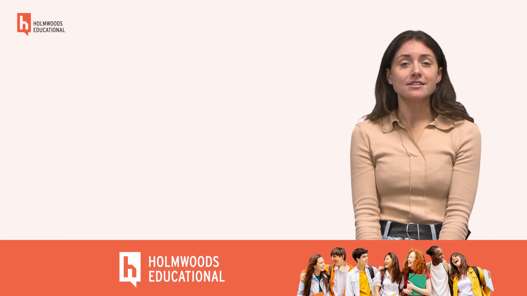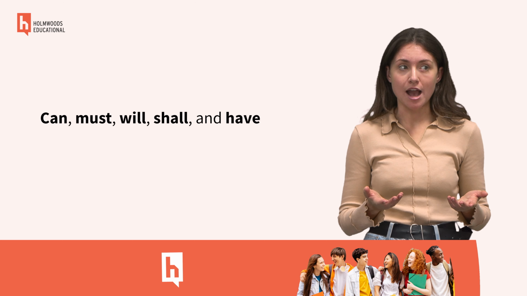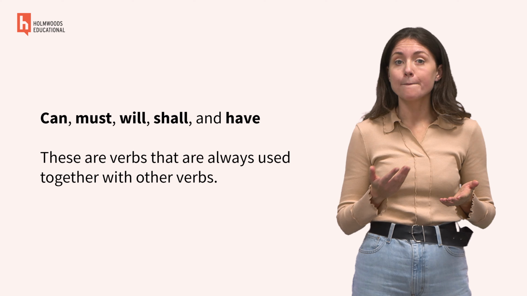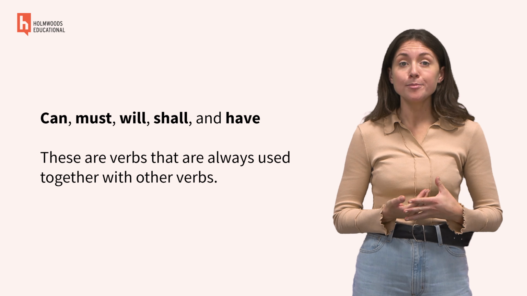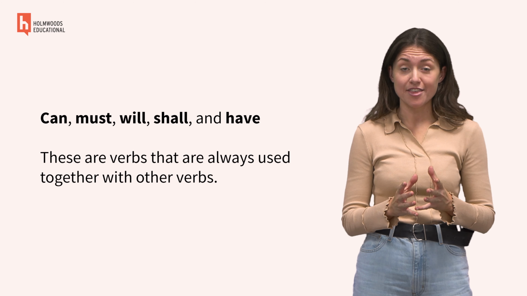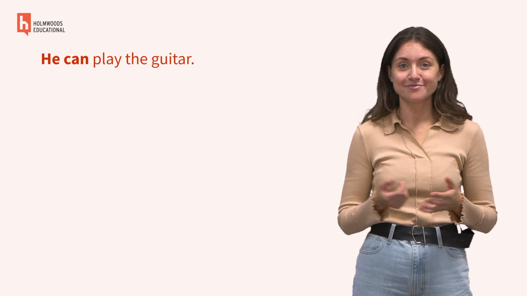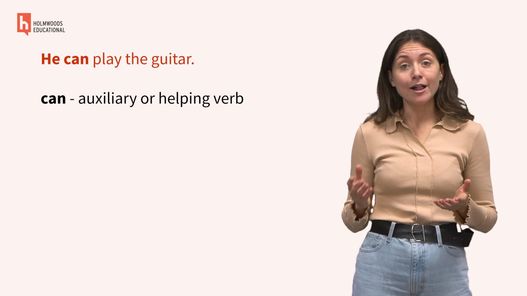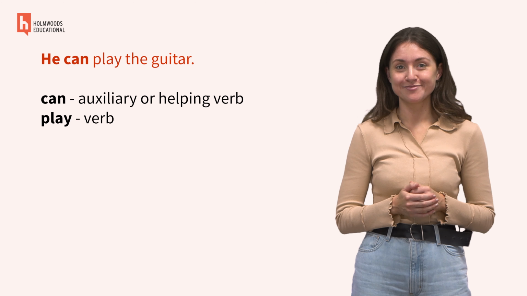What about a sentence with can, must, will, shall, and have? These words, can, must, will, shall, and have, are verbs that are always used together with other verbs. For example, he can play the guitar. Can is what we call an auxiliary or helping verb, and play is just a normal verb.